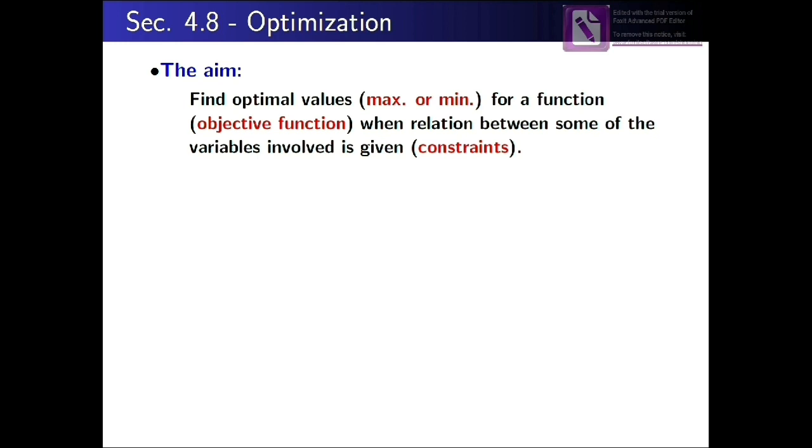Section 4.8 Optimization. The aim of this section is to find optimal values, maximum or minimum, for a function, the objective function, when a relation between some of the variables involved is given, which is called constraints. So the aim of this section is to find the maximum or minimum for an objective function. And we will use the constraints to help us find these variables.